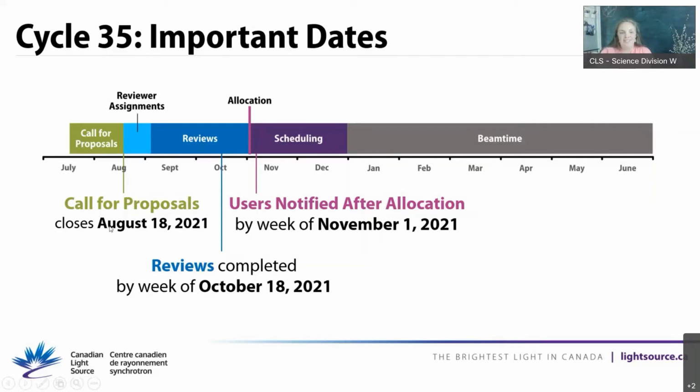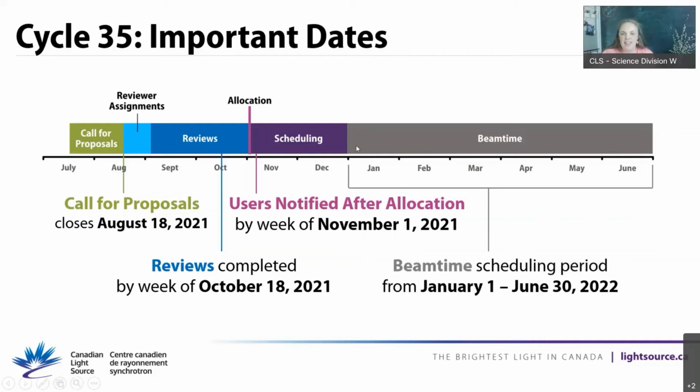You might hear from us in between, especially during the review period. If reviewers need any clarification from you about your proposal, they can do that through the user portal. They can send a request to you. So it's to your benefit to respond as quickly as possible and to get them the information that they need to adequately review your proposal. So then November and December can be used to schedule, and the Beamtime in question is from January to June of next year.